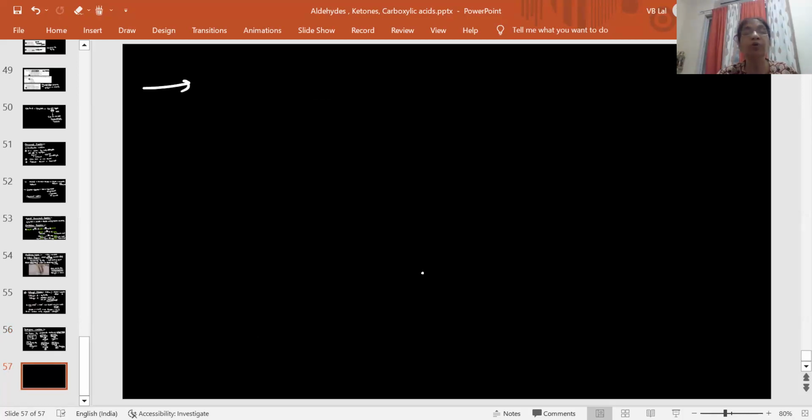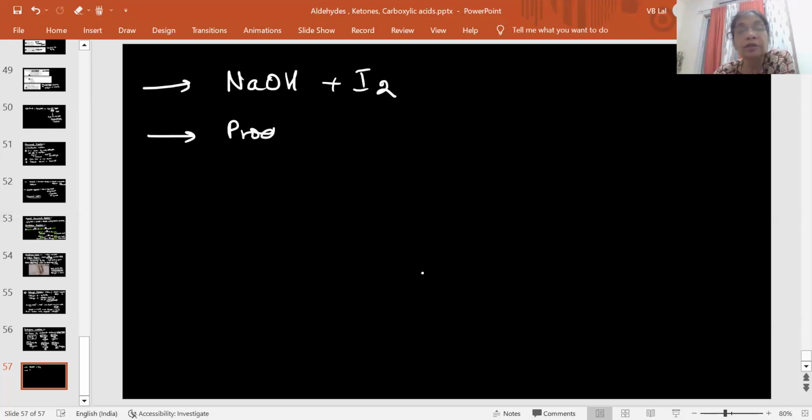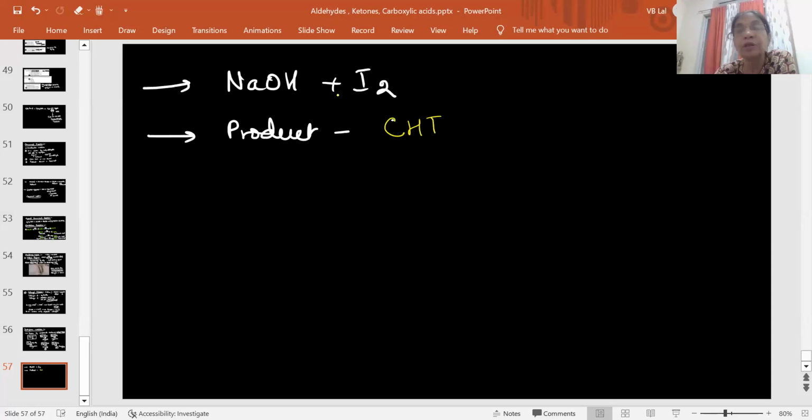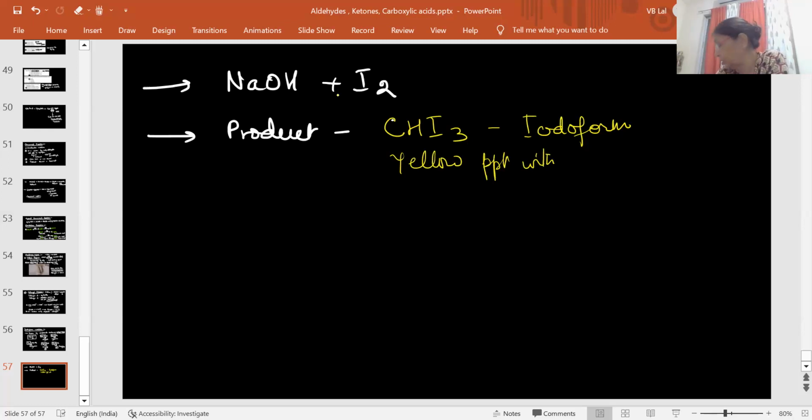Now the second important point is what are the conditions. This reaction happens in presence of NaOH and iodine. And what is the product in this reaction? The first important product, let me write it in yellow because it is a yellow crystalline precipitate, CHI3, and this is known as iodoform. What is iodoform? It is a yellow crystalline precipitate with a hospital smell.